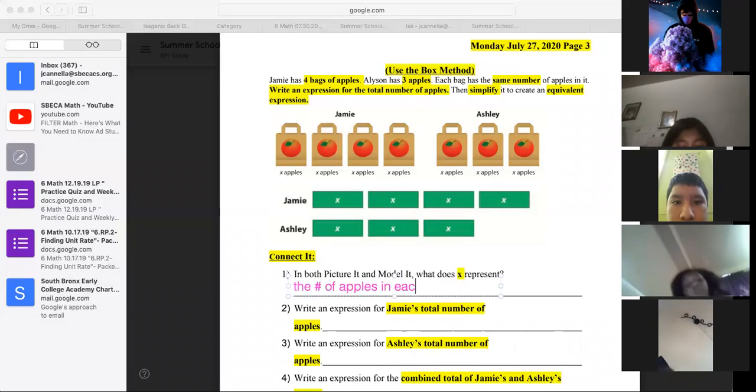You should be typing this and sending this on the computer at the end of the class. So the whole goal is, as I go over it, you're typing the answers. Once you're done, you hit send to me, and you don't have to worry about it on Thursday. Each day, you're good. The number of apples in each bag.